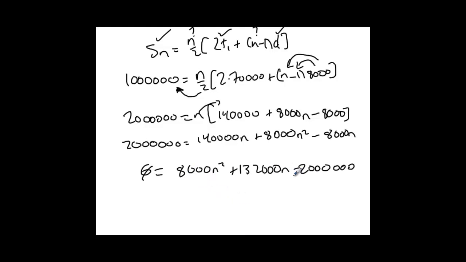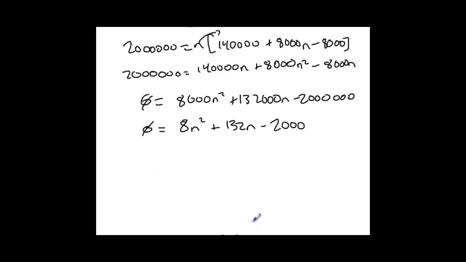So I have another suggestion for you. All of these numbers are in terms of how many thousands there are. So what if we divided everything by 1,000? 0 divided by 1,000 won't change. This guy will now be 8n squared. It'll be 132n. And if I take off 1,000 here, this guy will now be 2,000. It's not perfect, but it's a whole lot better than it once was. So next step, quadratic equation.